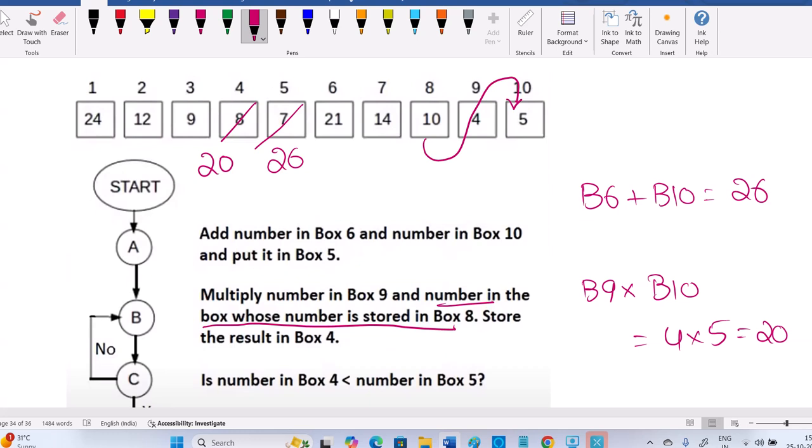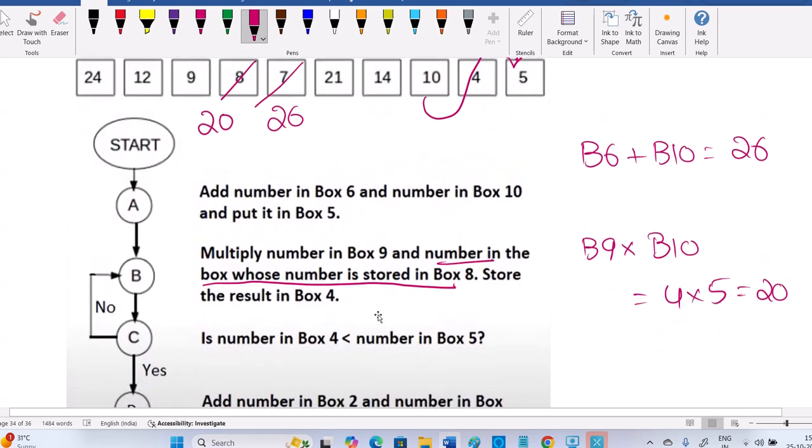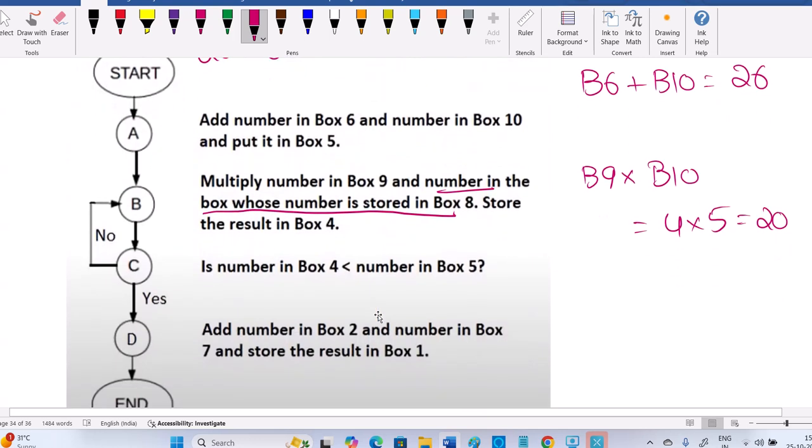Now B4 less than B5. Yes, true. Okay, if not, again I have to repeat that loop. Keep updating B4. Right. So B4 is right now 20, less than 26. Yes. Then the number in box 2 plus the number in box 7. Update to box 1.